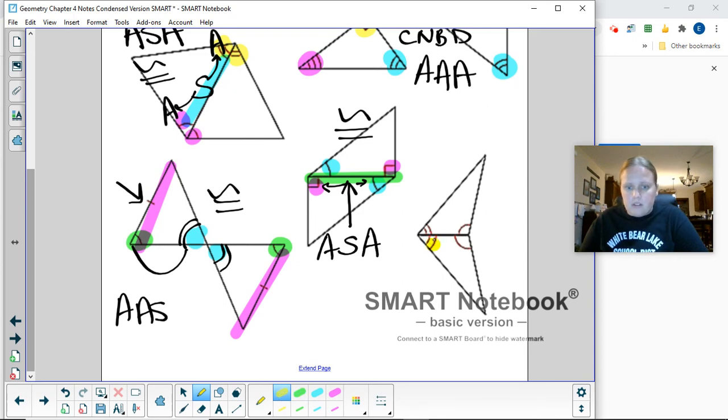Finally, we have two corners that are the same, and we have a shared side. This example is identical to our last example, where we have an included side between the two angles. So these two triangles are congruent by angle, side, angle.